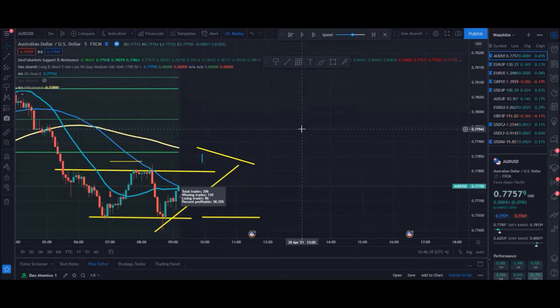1 is bullshit. 2 is even more bullshit. And 3, bullshit.